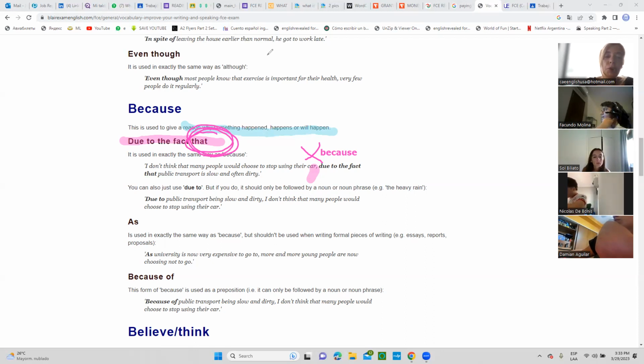Now, due to. You can also just use due to, but if you do, it should only be followed by a noun or a noun phrase.